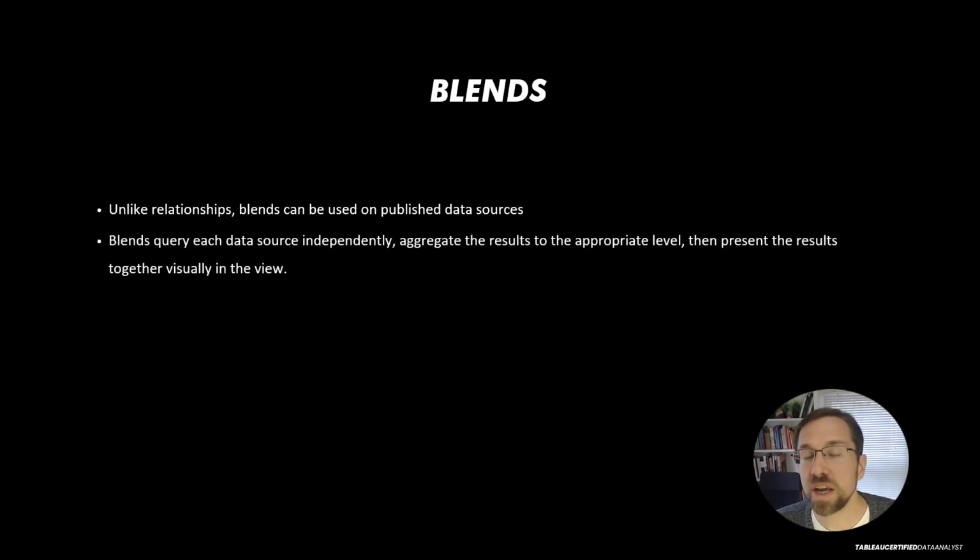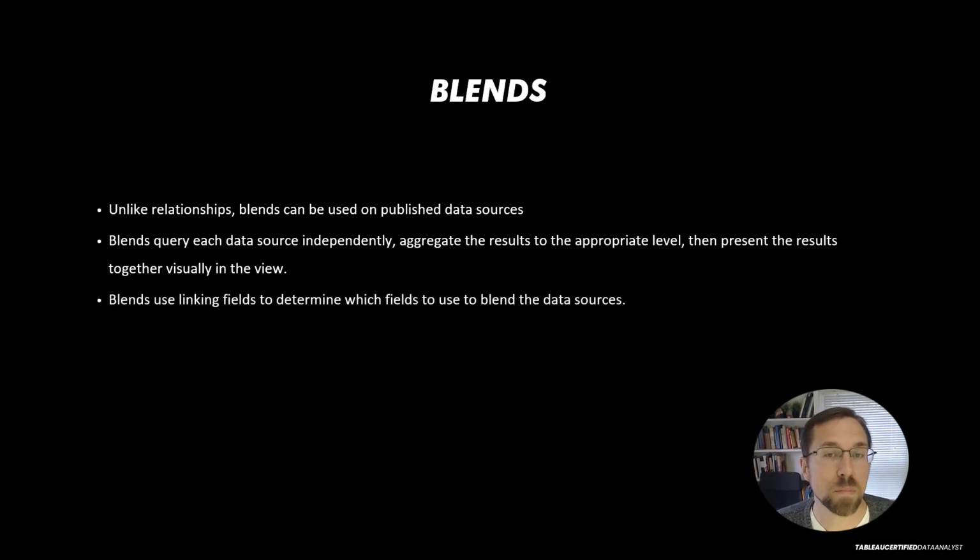Now let's talk about blends. Blends are similar to relationships in that they are not a SQL concept and they combine data. But unlike relationships, they can use published data sources. Blends query each data source independently. The data sources are aggregated to the appropriate level and then the results are presented together in the view. They use linking fields to determine how to bring the data together. So you establish the linking fields. By default, it's going to assume that columns with the same name in both tables are linking fields, but you can adjust that to determine how to combine the different data sources.